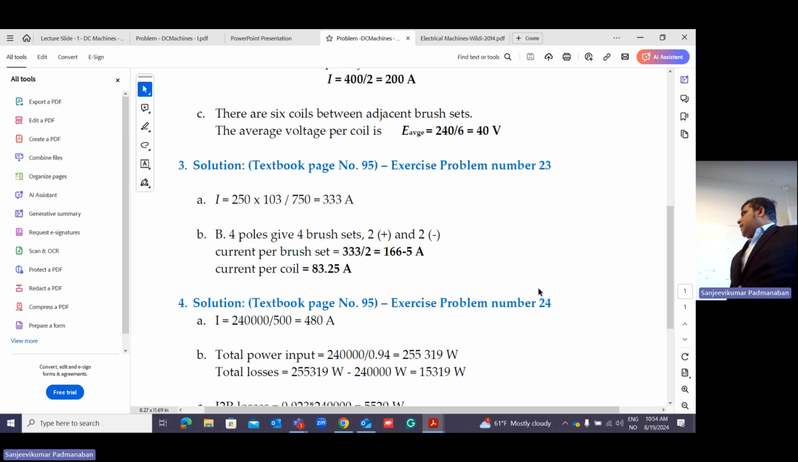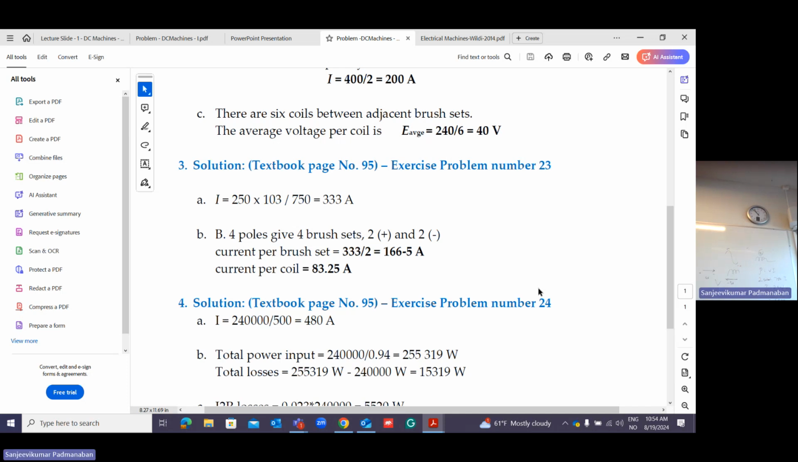How did I calculate the current per coil? Anyone? Current per coil is 83.25. How did I calculate it? Anyone? By the number of poles. Number of poles is correct. If it is going to be a lap winding, no problem. If I give you a wave winding, that is another problem. We'll learn that in the next slides.